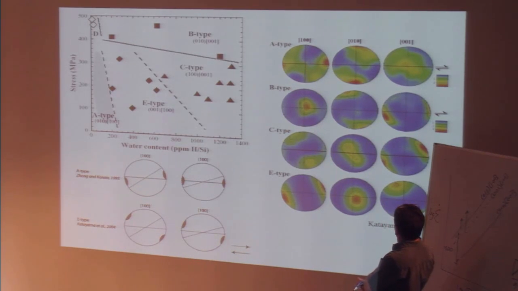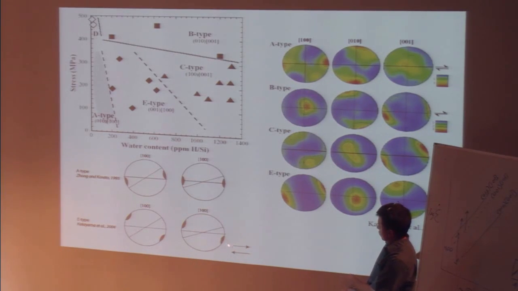Note also, this is really important in this figure. If you have this figure, the sense of shear on this bottom one is different. So to look at it here, look down here for a second. In the A type, you get clockwise rotation of the A axis. In the E type, you get actually counterclockwise rotation of the A axis.